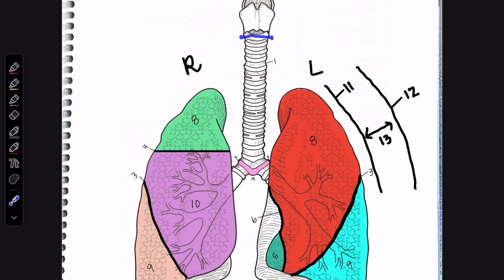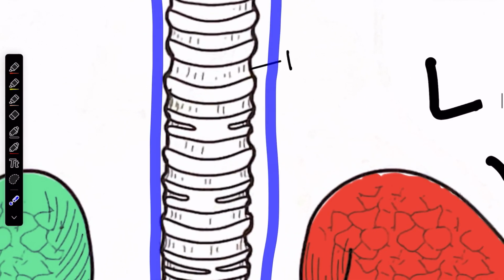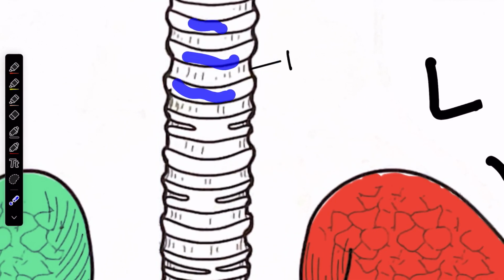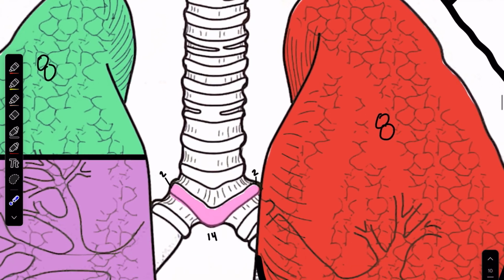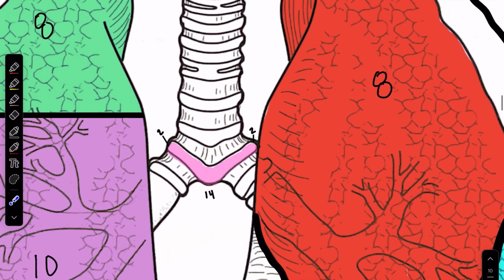The first one, number one, that's going to be our trachea. We've talked about this earlier. We've got our tracheal rings. Like I said, it's been talked about a couple of times before this. Don't know what it is? I suggest you go back and study. But number two, this is going to be our primary bronchus.